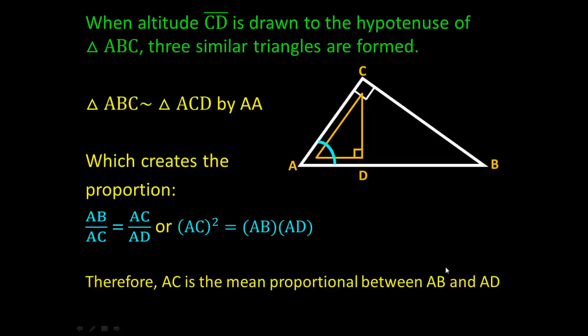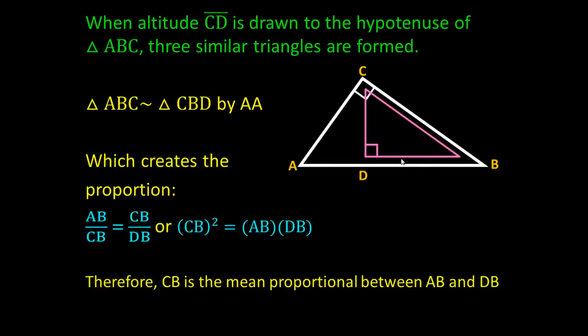Anyway, let's move on to the next pair of similar triangles. We've got ABC and triangle CBD, again, by angle, because they share that angle. And everything corresponds again, and that gives us this proportion. AB over CB, because we've got AB right here, the hypotenuse, and CB, which is the hypotenuse of the smaller triangle. And then CB over DB. And again, same thing. CB squared equals AB times DB, which means that CB is the mean proportional between AB and DB.